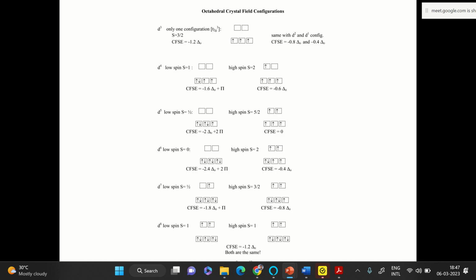Based on these points, I also told you to note, when you are calculating CFSE, look at this: 2 into pairing energy, that is 2 P, not 3. Why? Because in the degenerate case you are having 6 electrons, so there was one pair initially, and now after splitting you have 3 pairs, so there is an increase of 2 pairs. That's why you have to account for only 2 additional pairs that have been created.